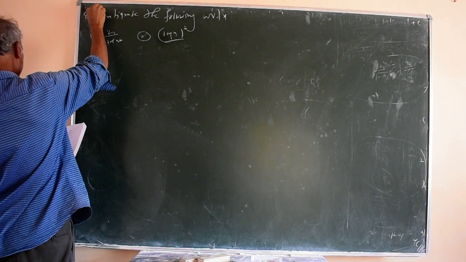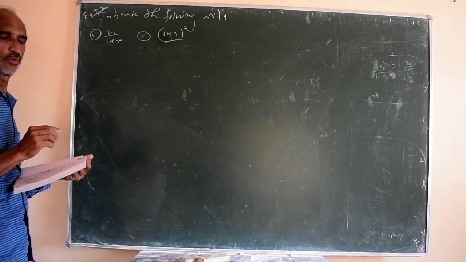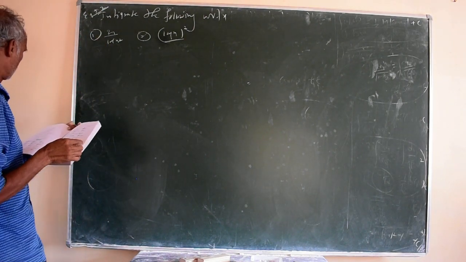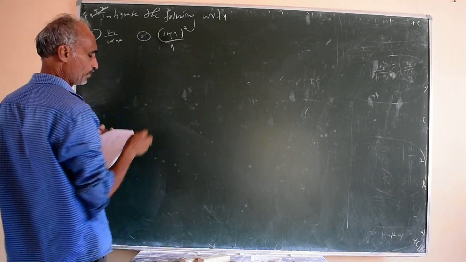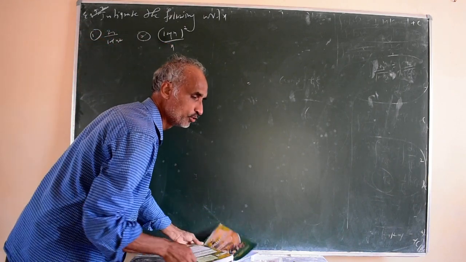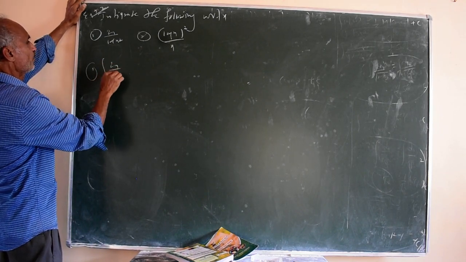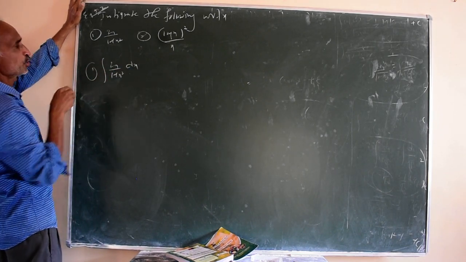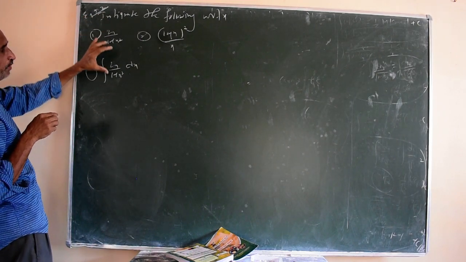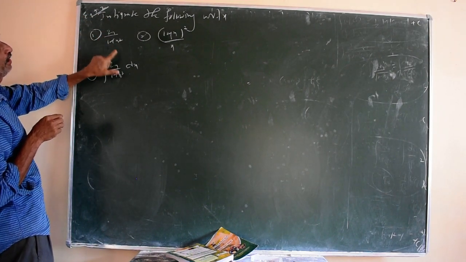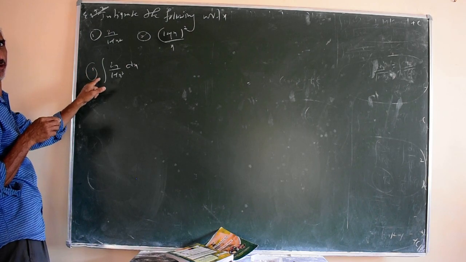Exercise number 7.2. I will have to refer to two more important formulas. Otherwise, every time substitution is time consuming. Okay. First one, integration of 2x upon 1 plus x square dx. Integrate with respect to x means this function is to be integrated. Integrand, and dx is to be taken. Integration symbol is to be taken.